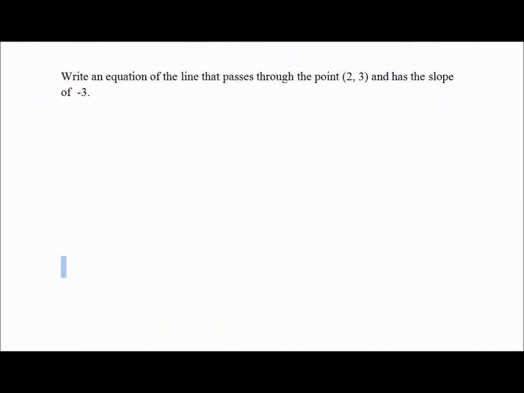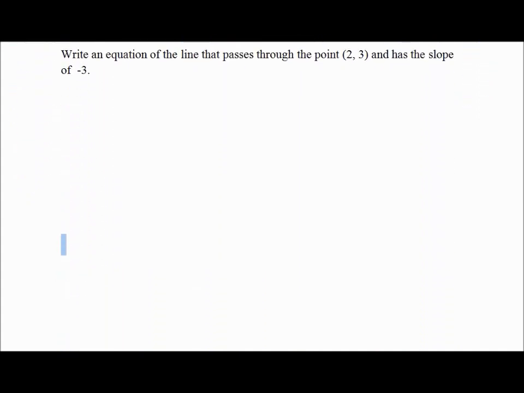Let's check it out together. On this one, the line passes through the point 2, 3, and it has a slope of -3. So my x in this case is 2. My y value in this case, I'm going to use 3. The slope, the m, I'm going to use -3. And the y-intercept b, that's what we are looking for. Okay, so we don't know what that is yet.